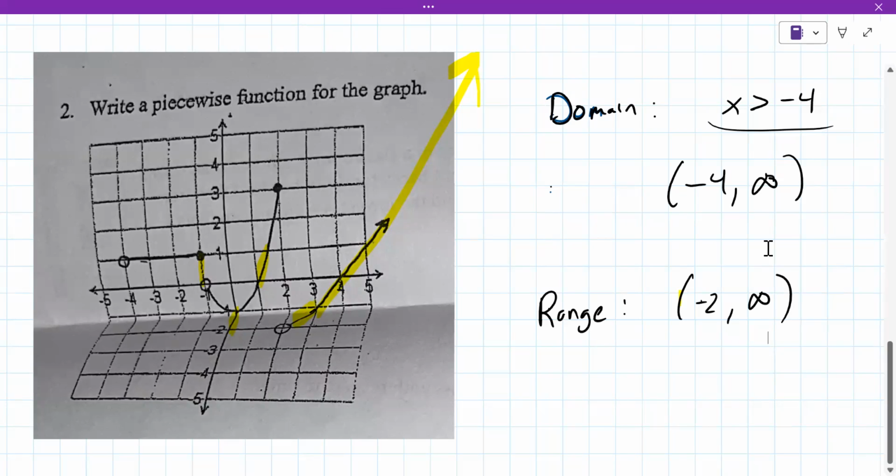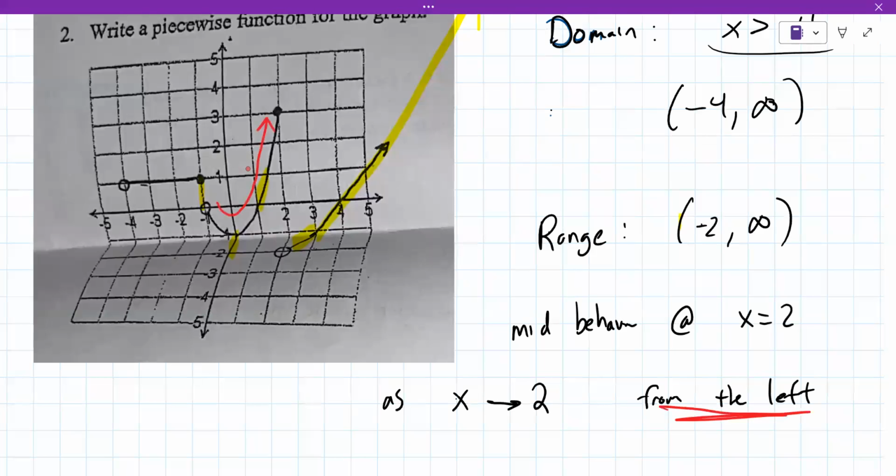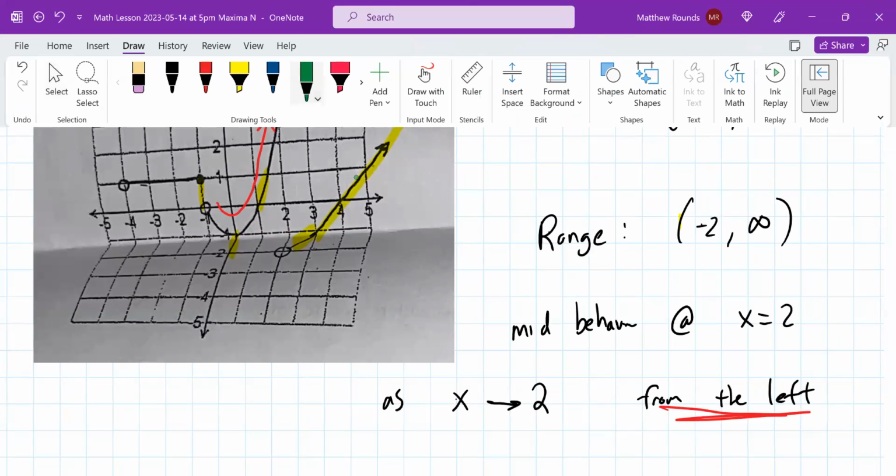Right. And then this mid behavior, this is kind of leading you to calculus and limits. They want you to say, okay, as x approaches 2 from the left, and I'm not sure how you guys are doing that, but from the left means kind of in this direction with the red. They want to know the Y value. And then there's also from the right.